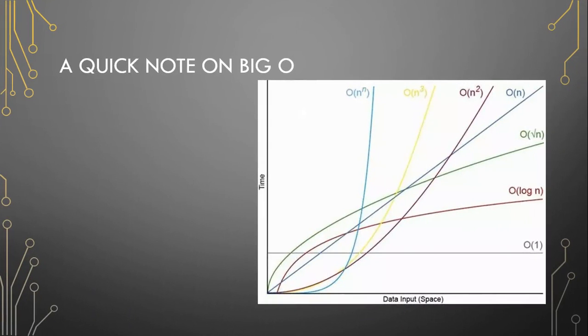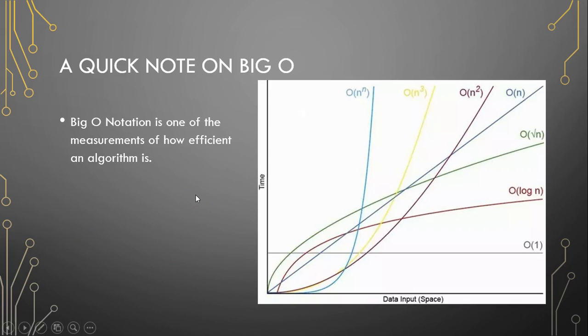All right, so I said we would talk about big O, and here it is. You can see we have this nice graph here showing some of the different big O notations. Big O notation is one of the measurements of how efficient an algorithm is. The faster the curve grows, the worse the algorithm. So obviously, big O of n to the power of n, or something like big O of 2 to the power of n, is an exponential function. It's really, really terrible.